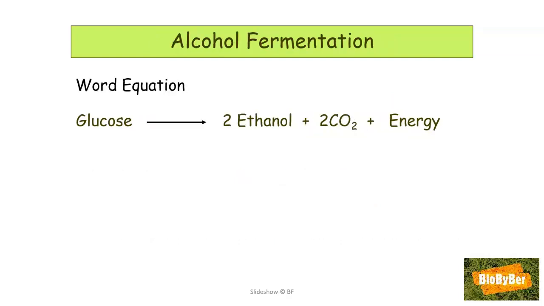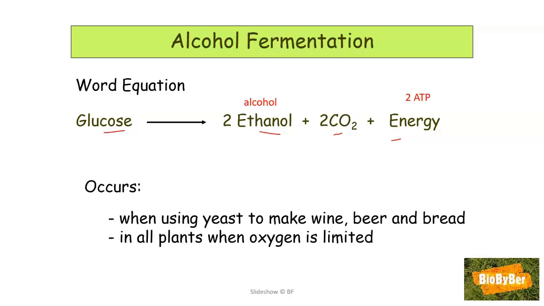Here is the word equation for alcohol fermentation, where the glucose is broken down in the absence of oxygen to alcohol, carbon dioxide, and energy. Again, just 2 molecules of ATP are produced. Now, this occurs when using yeast to make wine and beer, making alcohol, and it also occurs when using yeast to make bread. The yeast will anaerobically break down the glucose, forming alcohol and carbon dioxide gas.